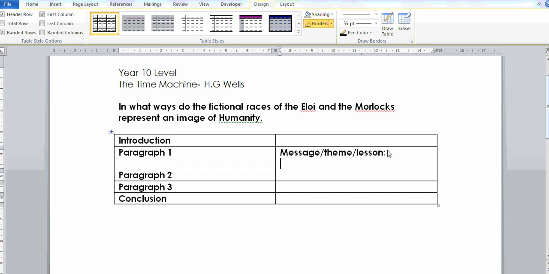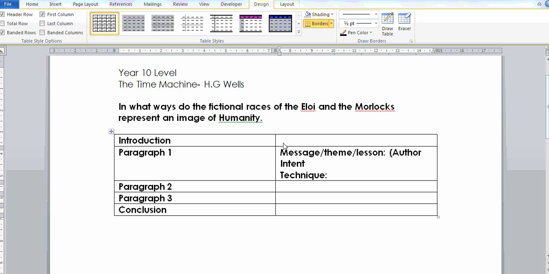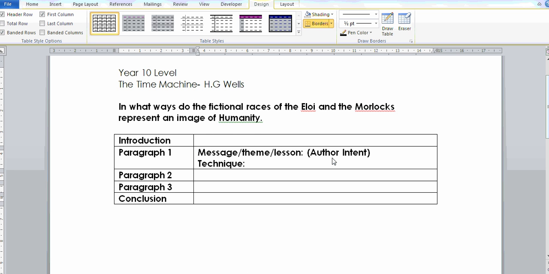The second thing you need to have is a technique. Now, when we're talking about these things, I should explain in a bit more detail. When I talk about the message, the theme, or the lesson, what we're looking for is something that is within this book that justifies why it was written. Another word for this would be the term author intent. Now, this is a really important part when we're talking about analysis, because the author intent essentially underlines the entire reason that the book exists in the first place. So we have to really think about that.